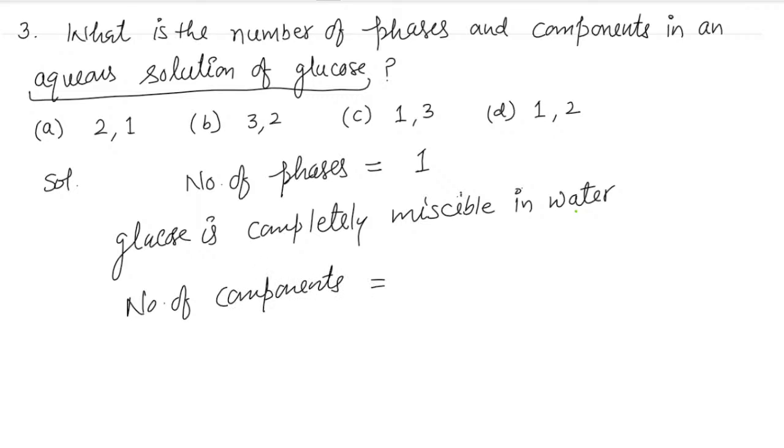there is no equation as such. There is glucose and water. That's why number of components is 2. So constituents is equal to number of components here, because there is no dissociation. So 1 and 2. So D option is correct.